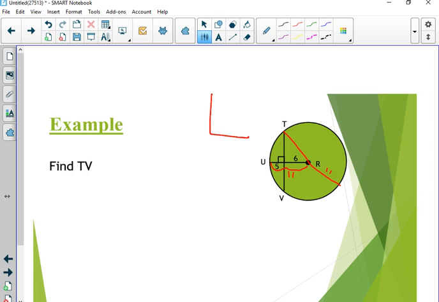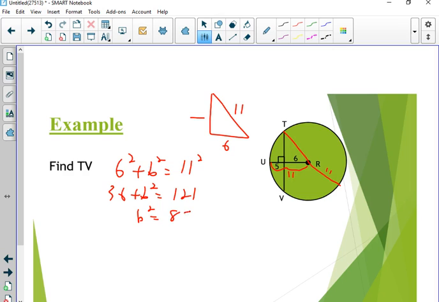And in this triangle, we have 6 here, and this radius is 11. So we can find this with our good friend Pythagoras. So 6 squared plus b squared equals 11 squared. Right? Now, 6 squared is 36. 11 squared is 121. If we take 121 minus 36, we get 85. So b squared is 85. If we take the square root of that, we get about 9.2.